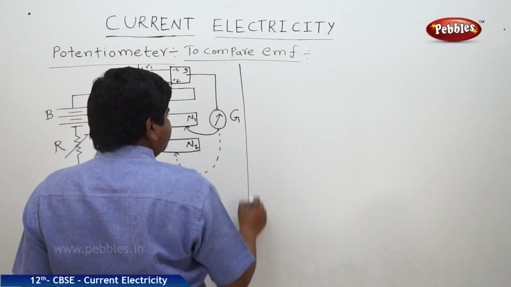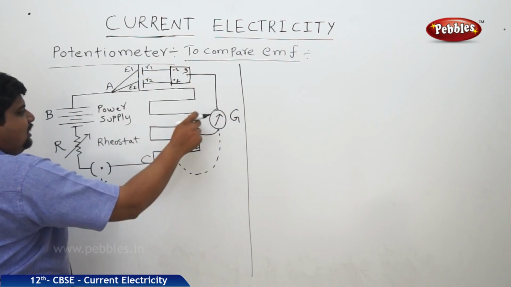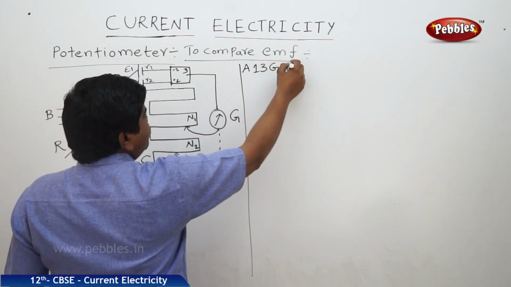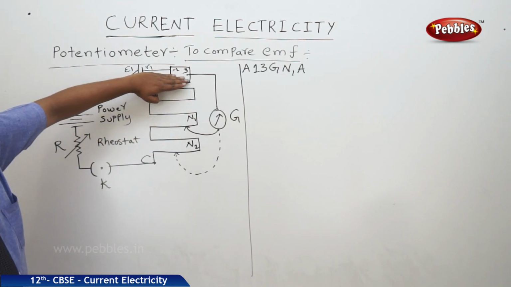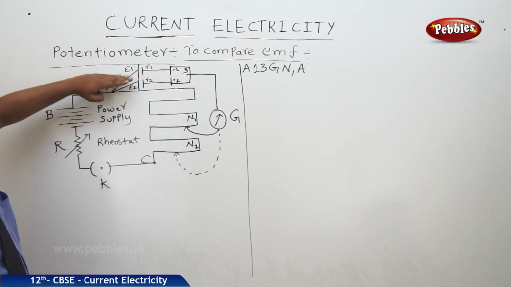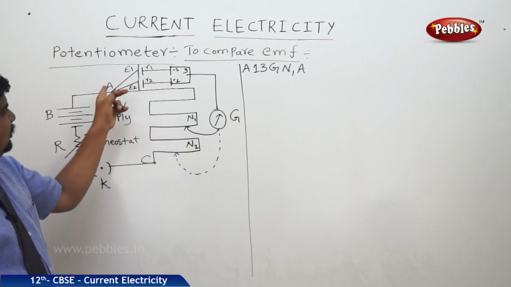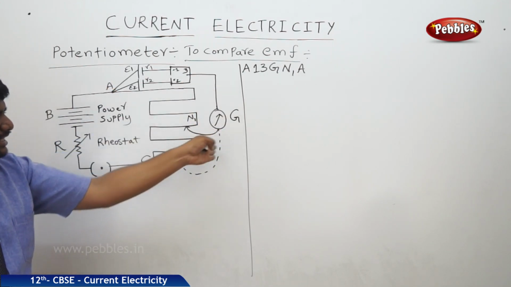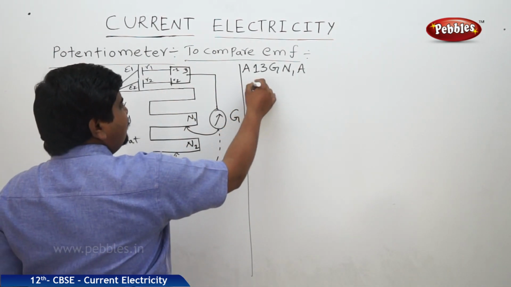So what is the direction? A, 1, 3, G, N1, A. One, three means I have cut the 2, meaning no input is given to the 2. I am comparing the EMFs. First place the one cell which is E1 EMF and having internal resistance R1. A, 1, 3, G, N1, this is the loop. Now this galvanometer is moving along the folded strips.